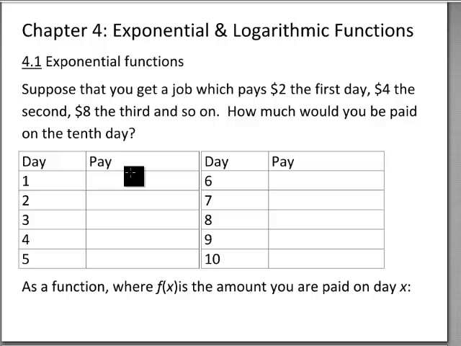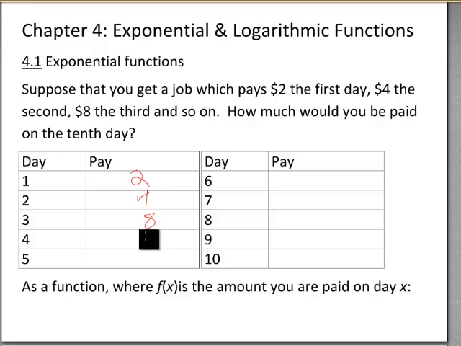So we've already been told that on day 1 we're paid $2. Day 2 is 4. Day 3 is 8. To see what it's going to be on the 4th day, we need to follow this pattern down. So if we get paid $2 the first, then 4, and then 8, what's happening here is that we're doubling each time.